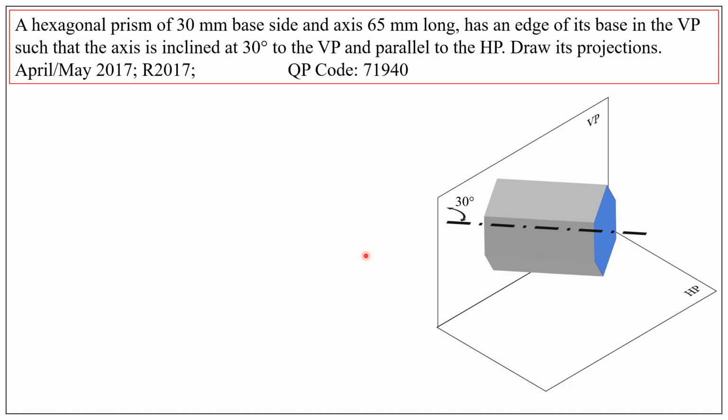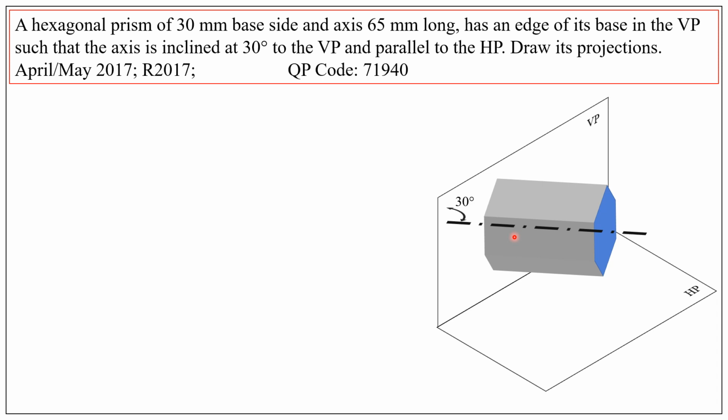So this is the position as per the problem statement. And our aim is to draw the projections, meaning to obtain the front view and the top view corresponding to this position.